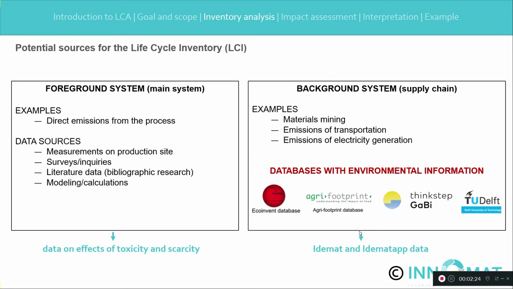The issue of the emissions of background systems is solved by big databases with lifecycle inventory emission data. These databases comprise several thousands of processes, of which the average emissions are known. There are data on mining, transport, electricity, heat, production of plastics and chemicals, waste handling and recycling processes, and many other materials like wood, bamboo, and ceramics. These databases are from EcoInvent, Gabi, AgriFootprint, TU Delft, and many others. In this course, we will apply the Innomat database of the Delft University of Technology.